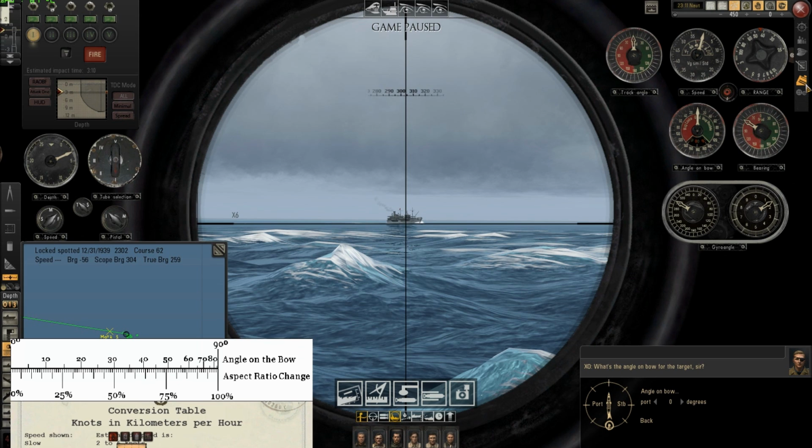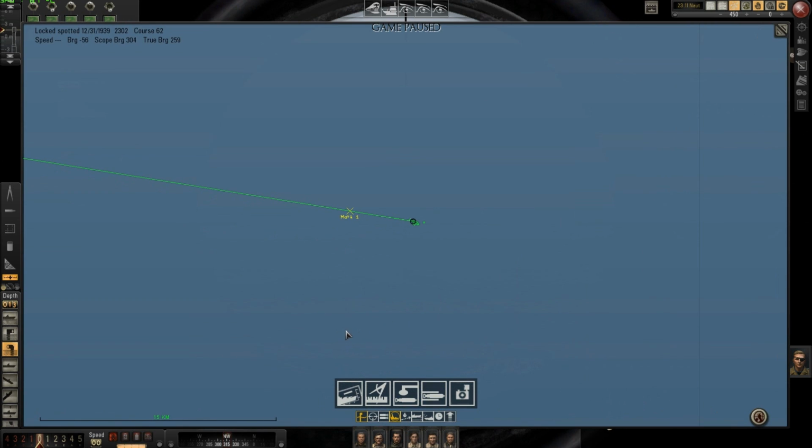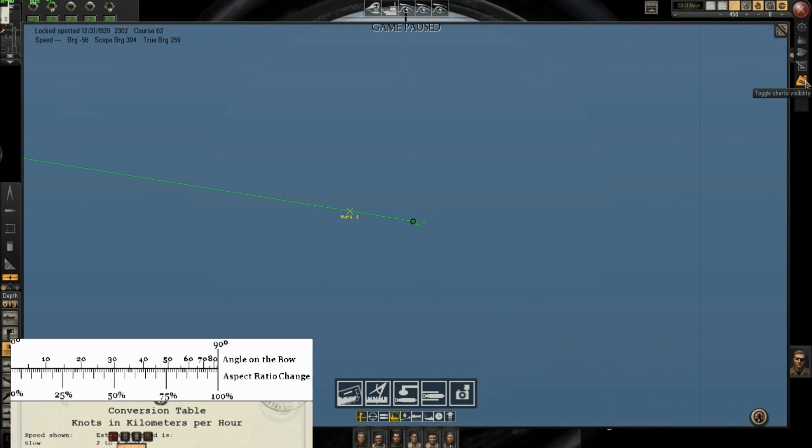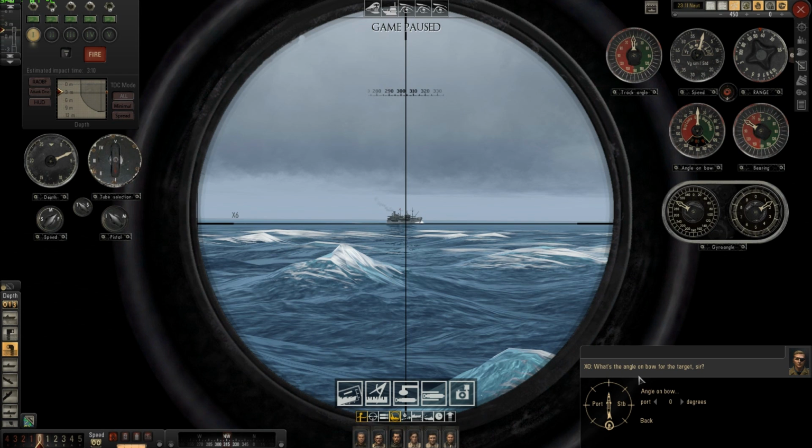Okay, so right now I want to be sure not to make a mistake, so I took a look at 32 and 32, and it's an 80 degree angle on bow. I will put 80 degrees here, and the 80 degree angle on bow is on the right side because the ship is coming from left to right.